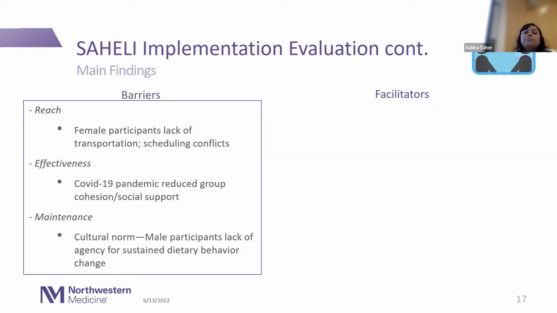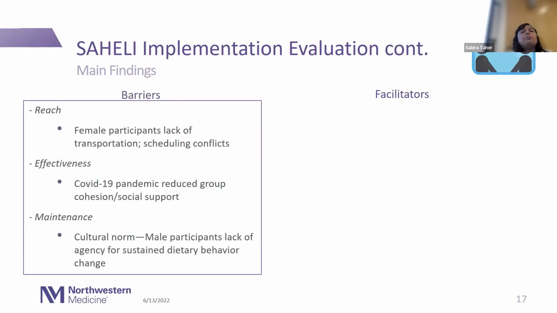Also, the COVID-19 pandemic reduced group cohesion and social support, which is so important to the South Asian community. Classes that were originally designed as in-group, in-person classes were transitioned to virtual classes. And so it reduced the effectiveness of the program. We learned that a cultural norm is that male participants lacked agency for sustained dietary behavior change. Because they were not the main food preparer in the home, they really lacked control for what the entire family was eating.